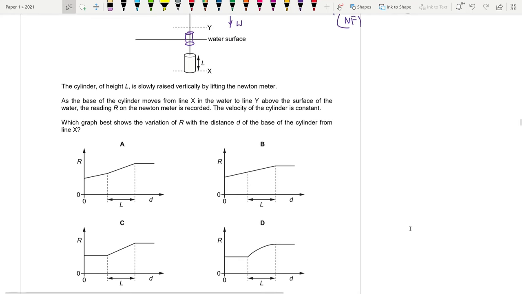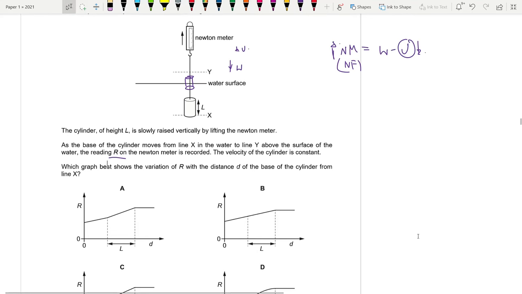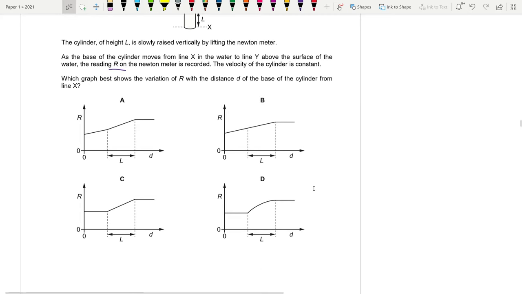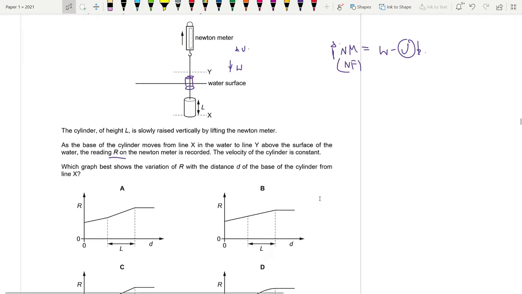So over time, the reading R on the Newton meter will increase. Do you understand? Now, here's the thing. Which graph best shows the variation of R with distance d of the base of the cylinder from line X? So in all of these, R actually increases. Okay? But here's the thing.